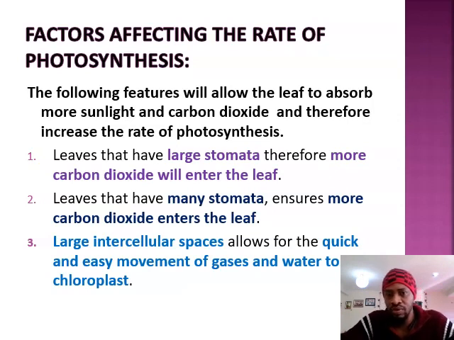The external factors will be looking at the effect of carbon dioxide, amount of light, and temperature. Those will be the external factors that affect the rate of photosynthesis. Now, when we talk about the rate of photosynthesis, what does it mean? Rate means the speed, or how fast or how slow something is taking place. So we're asking ourselves, how fast or how slow will the process of photosynthesis take place? That's the rate of photosynthesis.